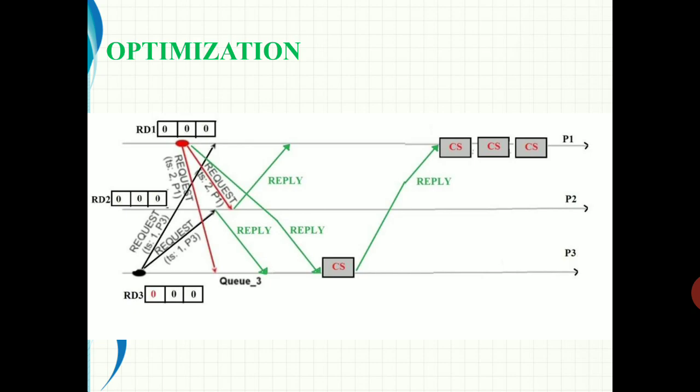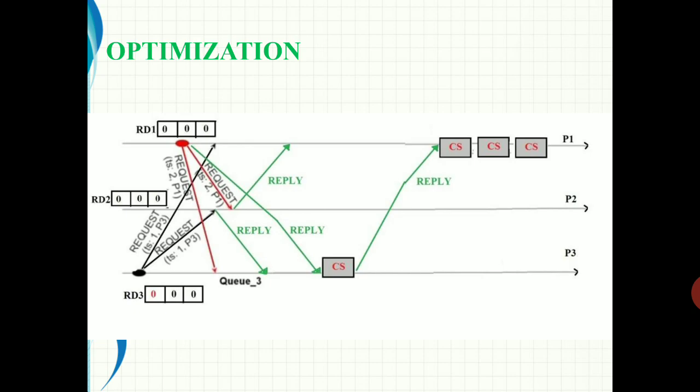Once the particular process P1 sends a reply message to process P2, then after that, if it needs to enter the critical section again, it needs to send the request message. So until P1 sends the reply message to P2 or P3, it can enter the critical section. That is one modification made by the two scientists in the Ricart-Agrawala algorithm.